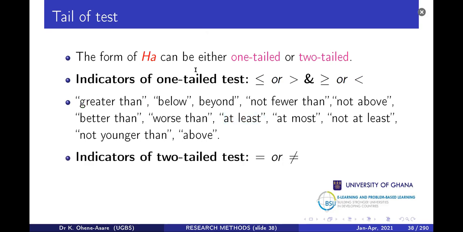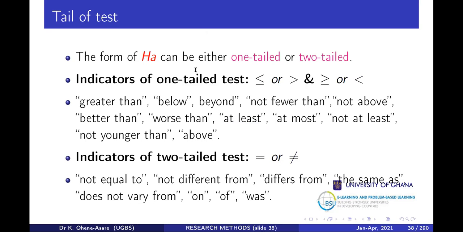Now let's go to the two tail. There are some English words that stand for two tail. The first and easiest one is not equal to, which is this symbol. Let's go to the English word not different from. What symbol is that? It's just one of these two symbols. Roland. It's equal to. What symbol is differs from? Not equal to. Thank you.